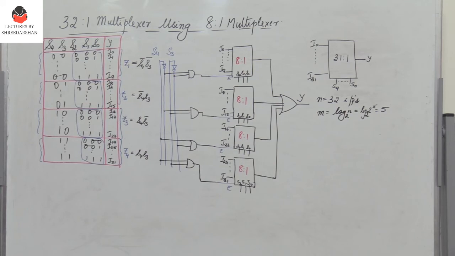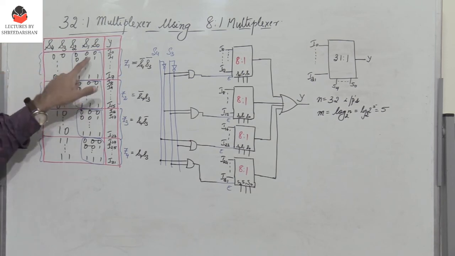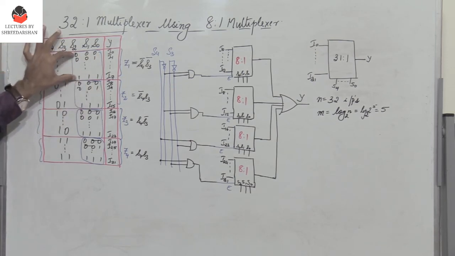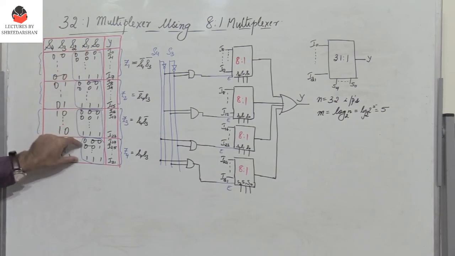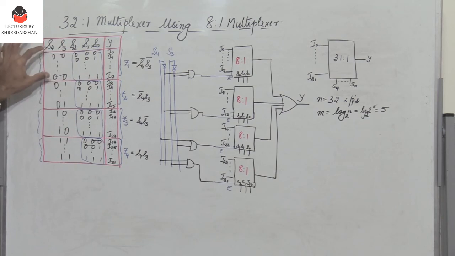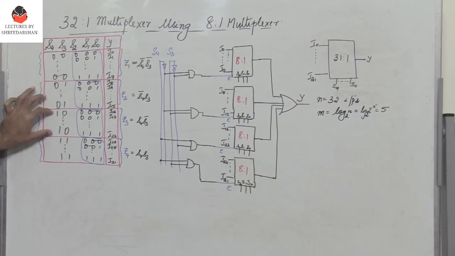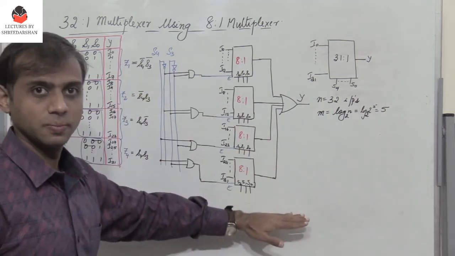One of the most important things you need to remember is that from the truth table here, you identify 8 input combinations and you identify the commonness. So we find that for the first 8 combinations S0, S1, S2 vary while S3 and S4 remain the same: 0, 0 for the first 8 combinations, 0, 1 for the next, 1, 0 for the next, and 1, 1 for the next. So I can use this data to enable these mux.